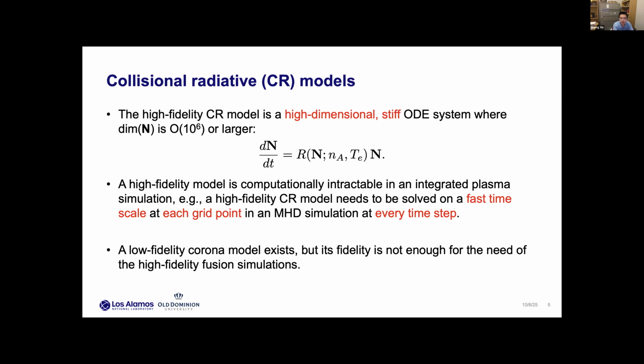Some inaccurate low fidelity models exist, but their fidelity is not enough for the needs of high fidelity fusion simulations.